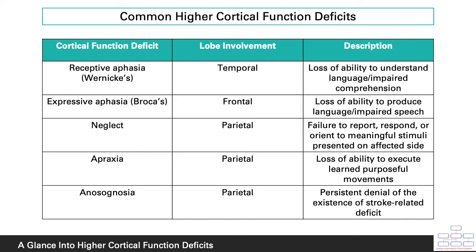It is a loss of ability to execute or learn purposeful movements. So for example, your patient can have a stroke and be unable to tie their shoelaces after that. It's essentially a type of apraxia. And then you may have anosognosia, which is a persistent denial of the existence of having a stroke.